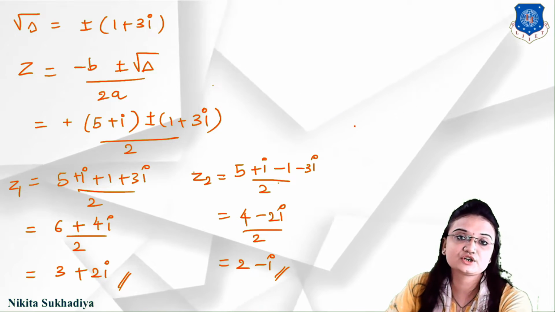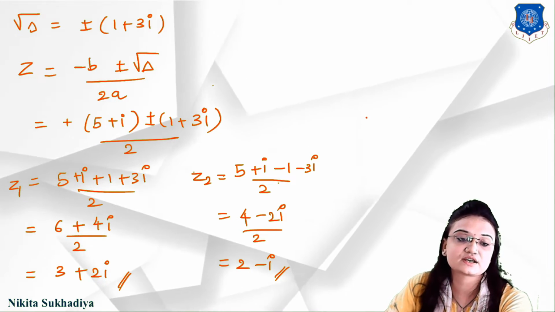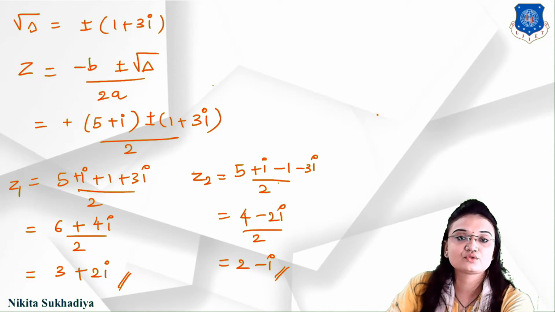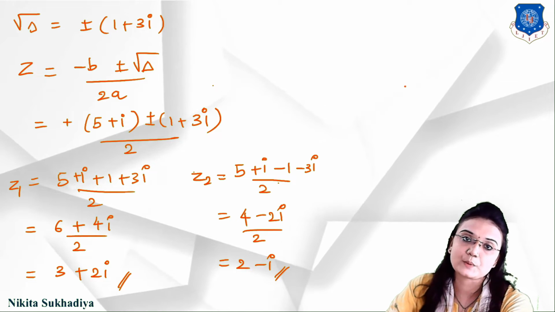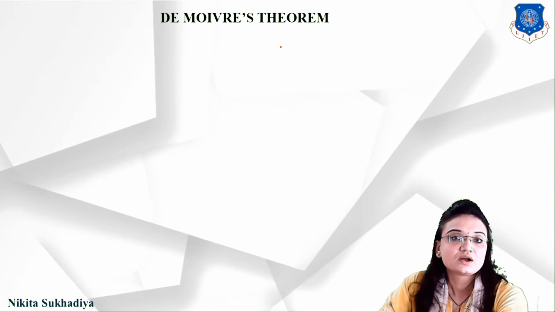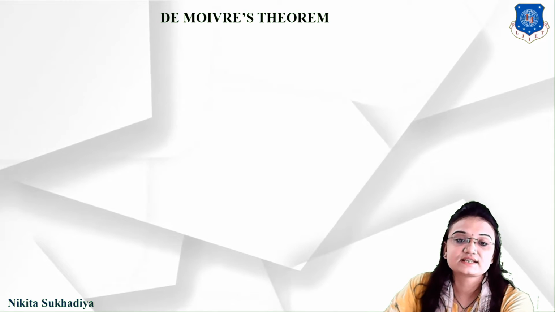So here we get two roots of that quadratic equation: Z1 is equal to 3 plus 2i and Z2 is equal to 2 minus i. Both are in complex form. Okay, next is, what is de Moivre's theorem?